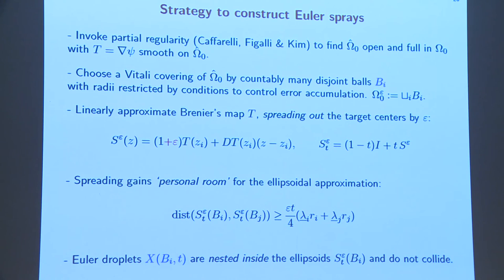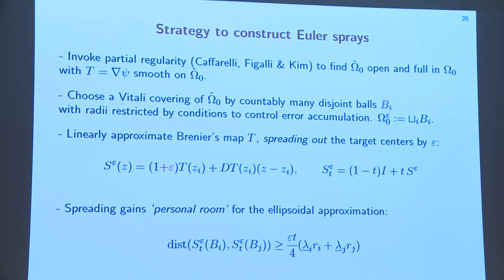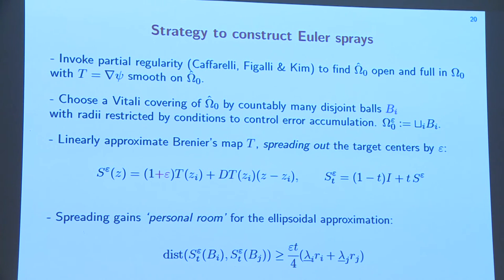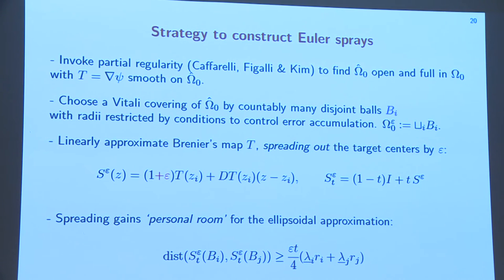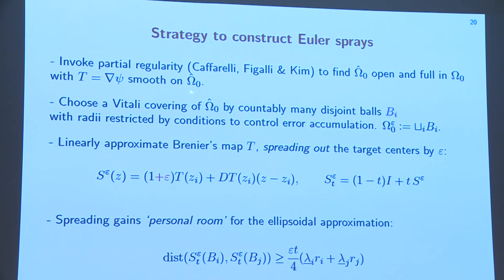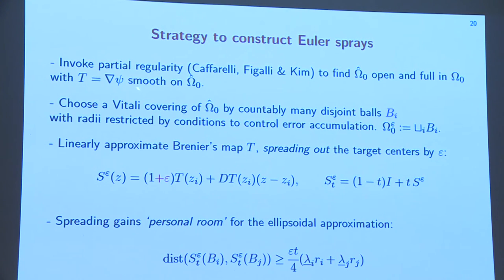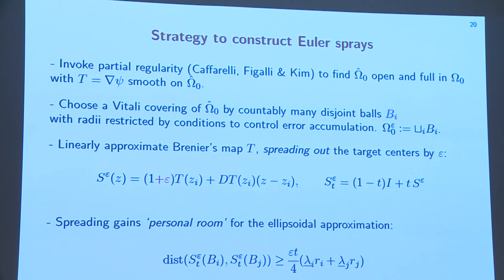Oh yeah, so now how do we construct these Euler sprays? Here we actually use a pretty powerful theorem about partial regularity of the Wasserstein optimal transport map that originates in work of Caffarelli and later Figalli and Kim. What it says in our present context, where we have the density that's 1 inside the open set omega 0, is that the optimal transport map is smooth on a dense open set of full measure, omega 0 hat. So there's infinite regularity there. And we'll see an example in a second of how it can fail to be smooth everywhere.